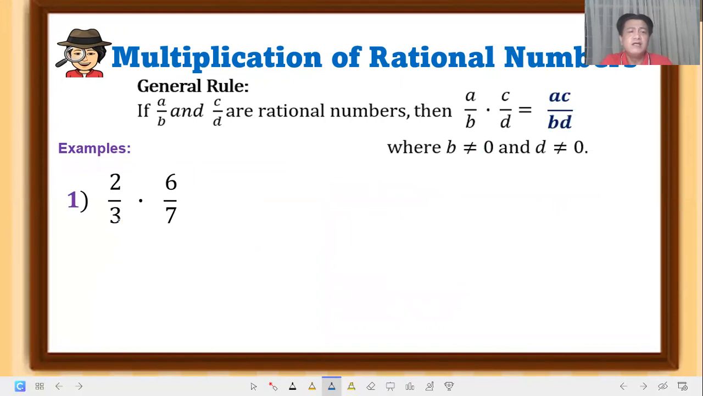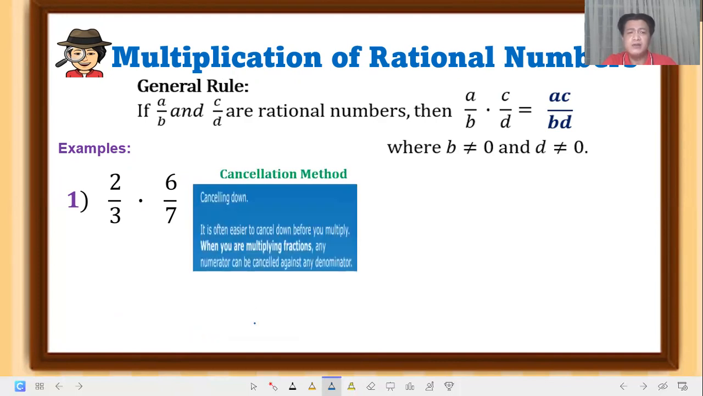Okay, so let's have number 1. What is 2/3 times 6/7? Okay, so ang gagawin natin ngayon, we have to apply the cancellation method para mas madali natin makuha yung product, no? Hindi tayo lalaki yung number. Mapapalit natin. Okay, so with that, cancellation method is simply canceling down. Okay, it is easier to cancel down before you multiply. When you are multiplying fractions, any numerators can be cancelled against any denominator. Ano sabihin nun? Kailangan pag nag-cancel ka, kailangan yung isa ay nasa numerator at yung isa naman ay nasa denominator. Hindi pwedeng parehas na nag-cancel ka sa numerator or parehas na nasa denominator.